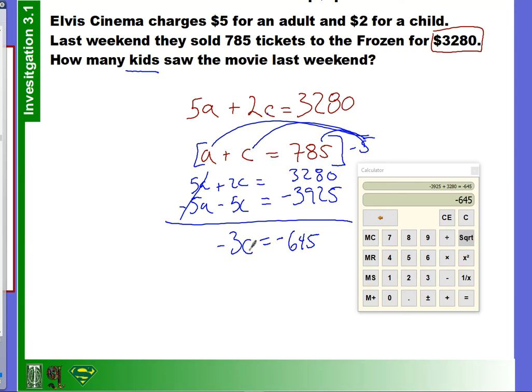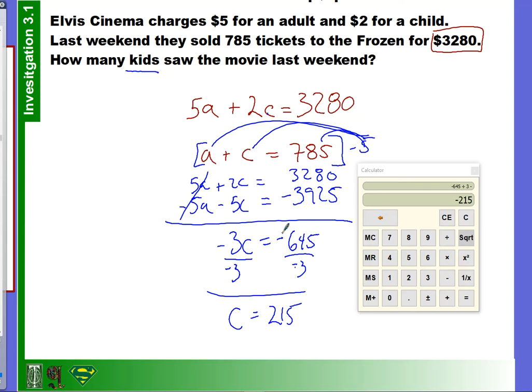What's the opposite of multiplying c by negative 3? Dividing by negative 3. Divide by negative 3. And I get 215. Negative divided by negative is a positive, so there you go. All right, that's not too bad.